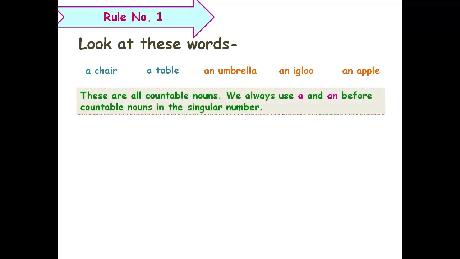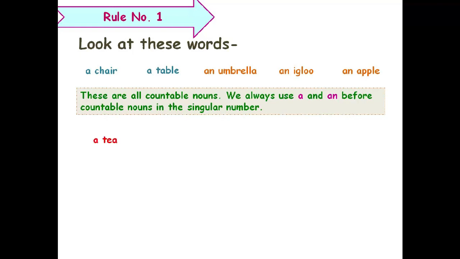These are all countable nouns. We always use a and an before countable nouns in the singular number. Okay, so all the words I showed you here, chair, table, umbrella, igloo and apple, these are all countable nouns. See, you can definitely count the number of chairs, tables, umbrellas, igloos and apples. So whenever you have a countable noun in the singular number, remember only singular number, not plural, only one, then you can use the article a and an.